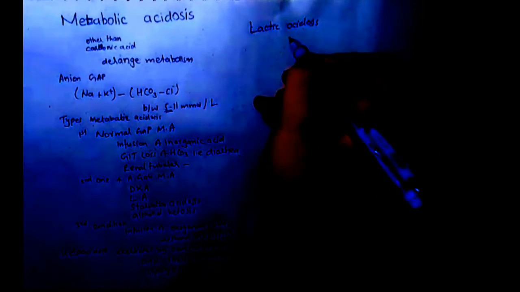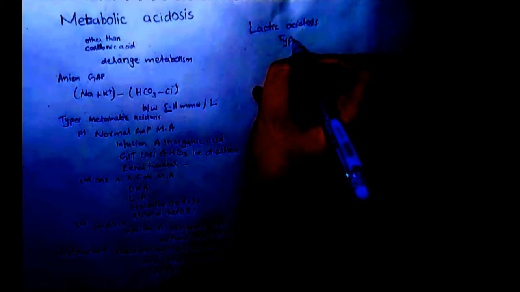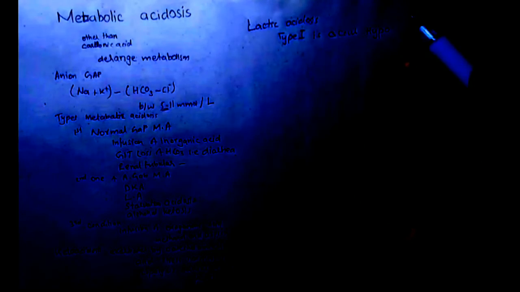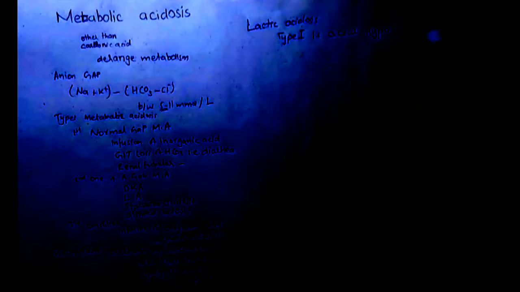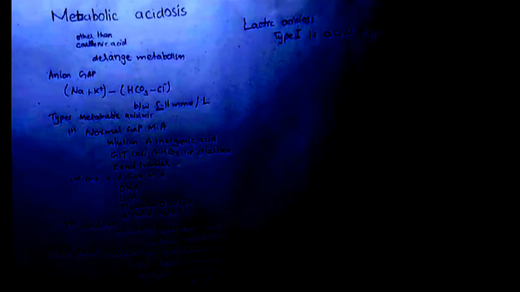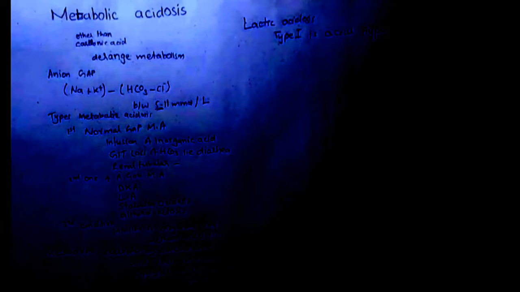Now we discuss lactic acidosis. There are mainly two types of lactic acidosis. Type 1 occurs due to hypoxia. In hypoxia, there is decreased supply of oxygen to the cells. As a result, there is increased lactic acid. So there is lactic acidosis type 1. It usually occurs in circulatory failure and shock.